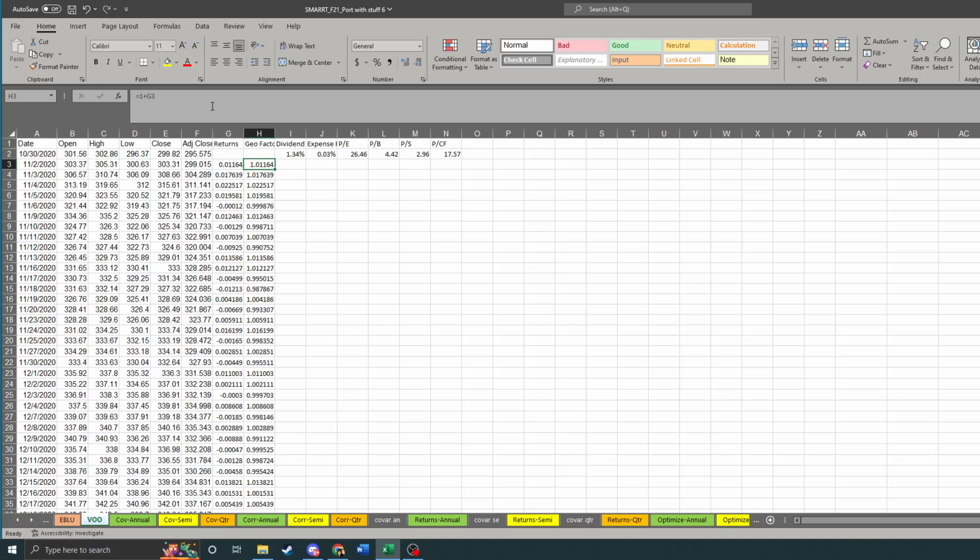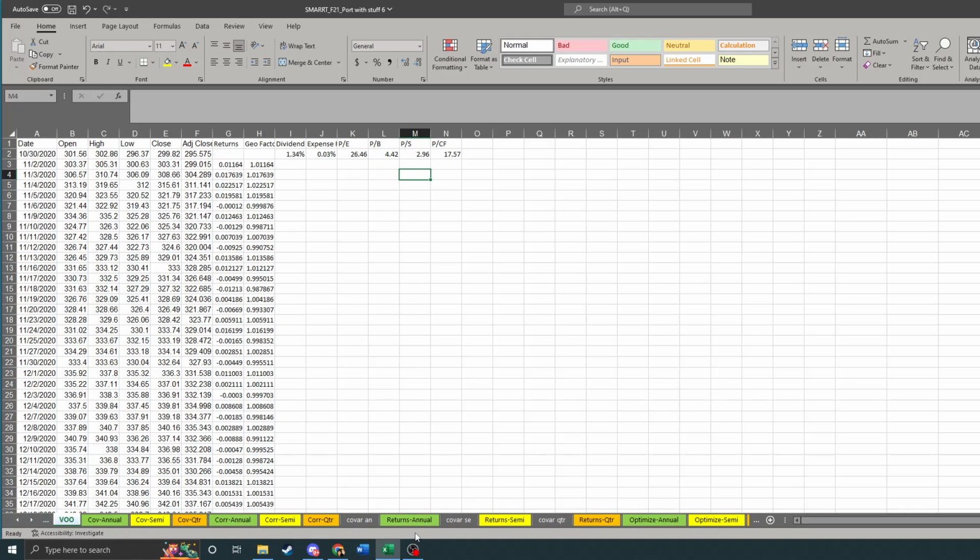You just fill handle those. Growth factor is just 1 plus the return, and then dividend, expense ratio, PE, PB, PS, and PCF. Those are all things that you'll have to input manually if you can't find a way to do it easily. I suggest when you do this that you use the same format for all of these so that you can easily reference them all without having to go back to each one and wonder where the dividend percentages or the expense ratio are.